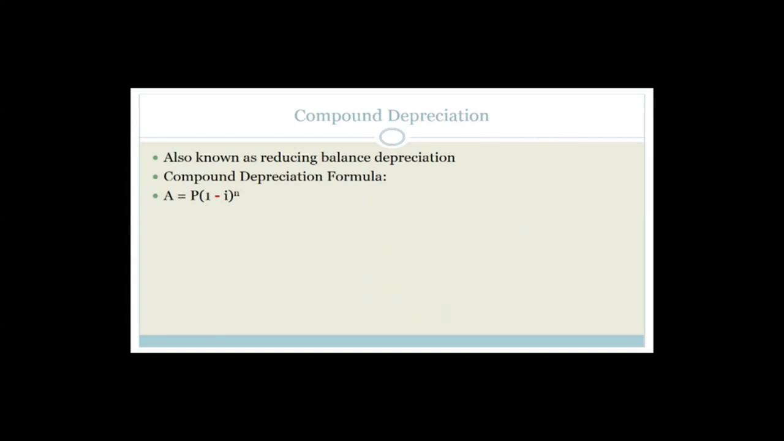Now let's talk compound depreciation, exactly the same principle. It's also known as reducing balance depreciation. So again, they might say to you that it has depreciation on a reducing balance scale. The compound depreciation formula is exactly the same as the compound interest formula, except that it's got a minus instead of a plus, where A is amount, P is principal, I is interest, and N is the number of periods.